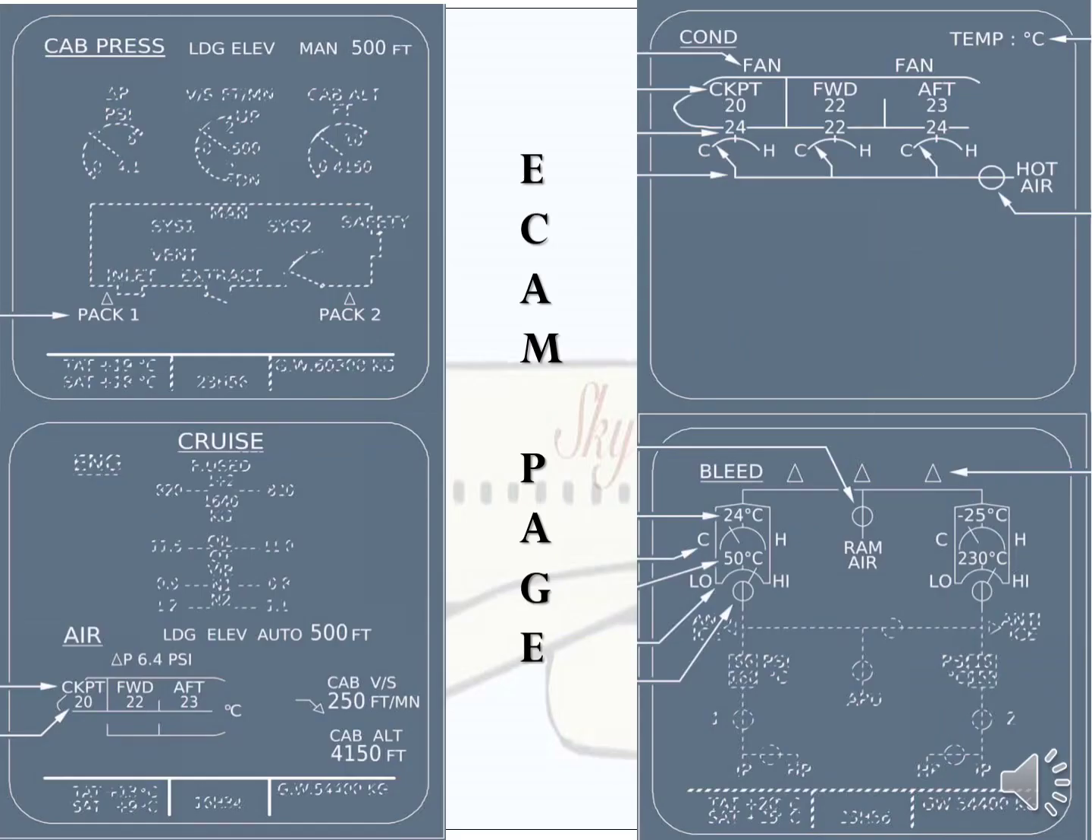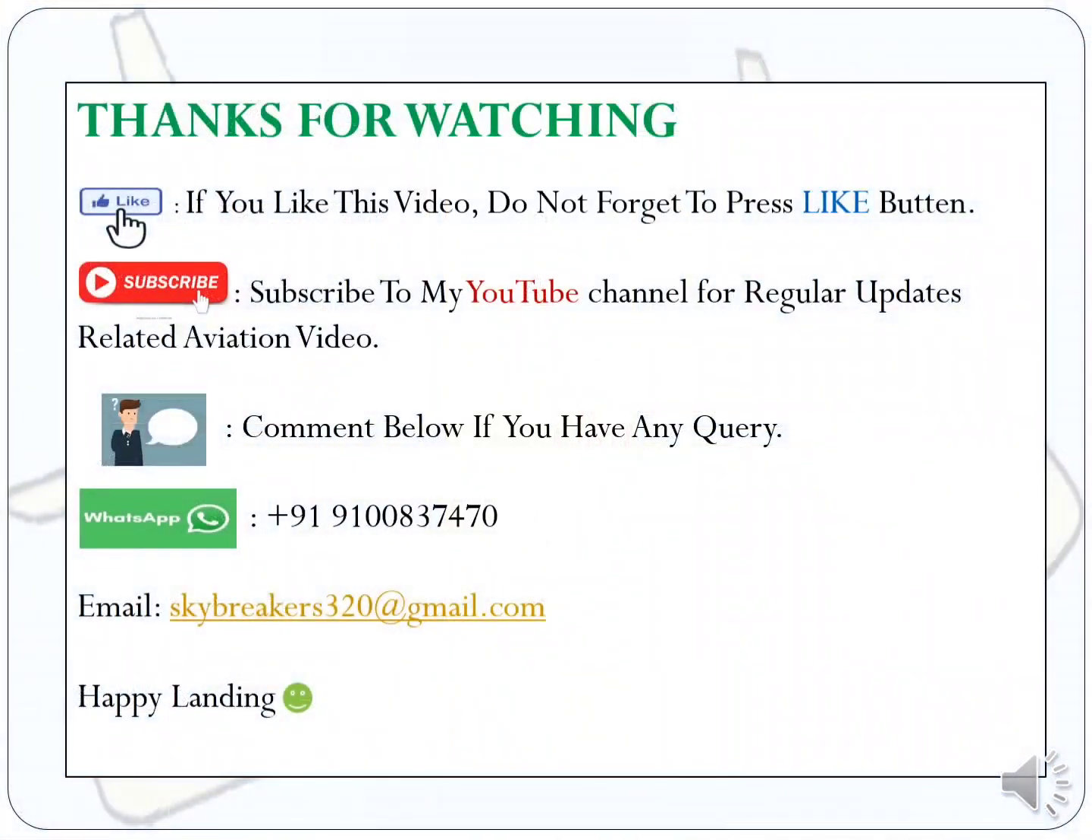You can monitor the air conditioning system operations from the cockpit, from the ECAM pages. There is the cabin pressurization page, then the cruise page, next the condition page and the bleed page, and you can go through it. You understood the basics of the air conditioning system in Airbus 320 aircraft.